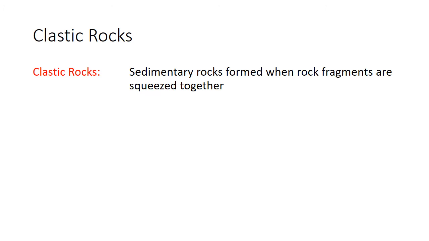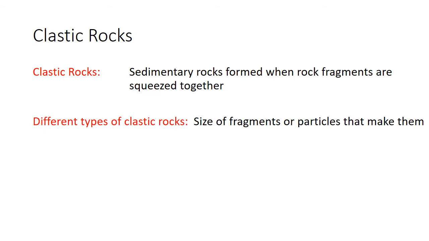Clastic rocks are sedimentary rocks formed when rock fragments are squeezed together. Clastic rocks are formed from pieces of other rocks, which are pushed together over thousands and millions of years. The different types of clastic rocks have different size fragments or particles.